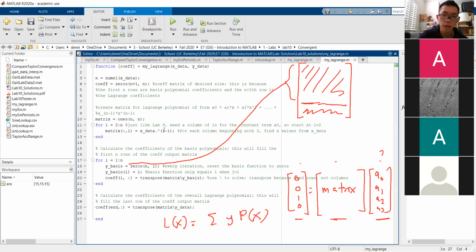Okay, I did make a mistake actually. So it's not to the power of I. It's I minus 1. Sorry. I didn't catch that either. So there are actually 3 mistakes. Okay.